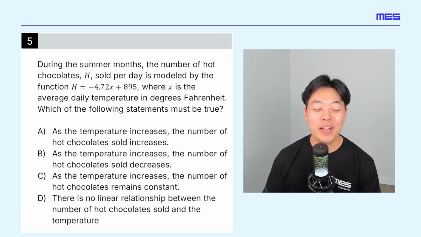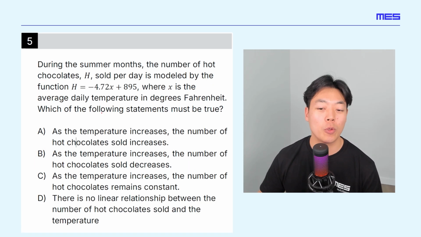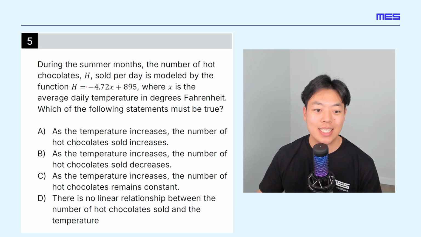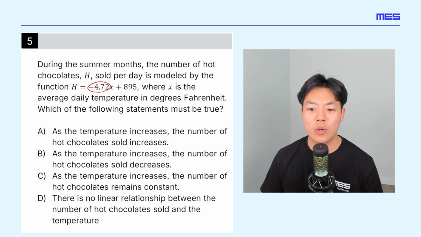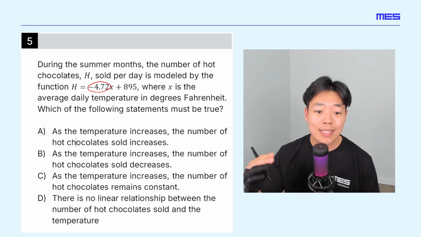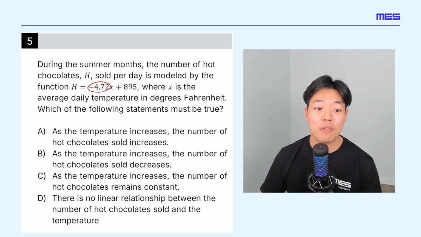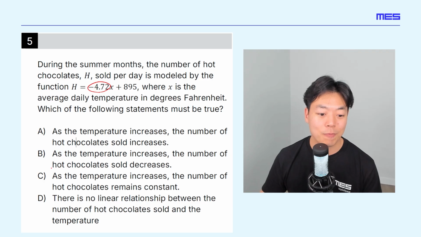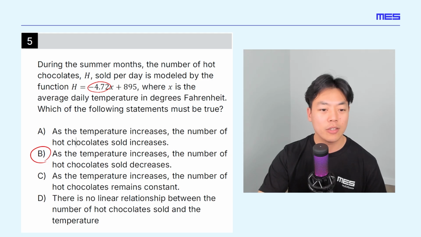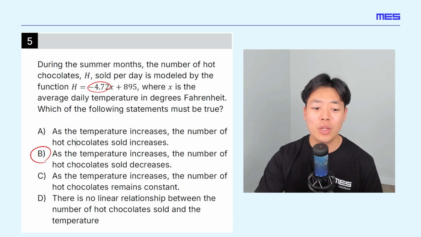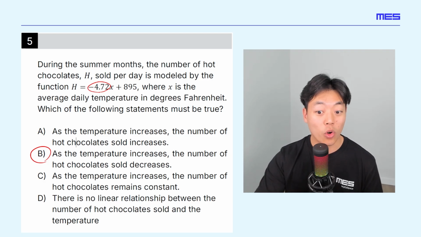Number 5, during the summer months, the number of hot chocolates, H, sold per day is modeled by the function H equal to this linear equation with a negative slope. Now let's make sense of this really quick. X stands for the average daily temperature. So as the temperature goes up, it makes sense that the number of hot chocolates sold is going down. Boom, there it is. As the temperature increases, the number of hot chocolates sold decreases. Just very simple linear equation things going on here. But the wording is dense. That's why I put it into this 800 score problem set.